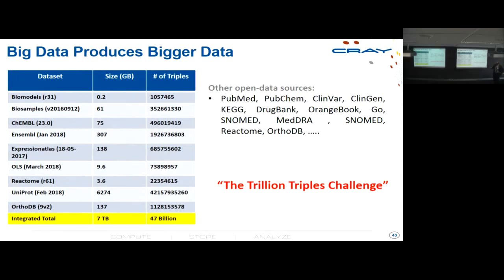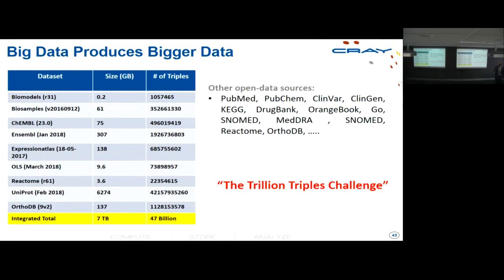So we've already pre-integrated this data set, 47 billion knowledge nuggets in it. So we put together BioModels, we put together Ensembl, we put together Reactome, we put together UniProt and so forth. And I talked about the graph analytics engine that we had that can handle 1,000 times bigger data sets. So this is the kind of data set that you can really, really reason with. 7 terabytes of data, you can interact with it almost live once it's loaded up and so forth.